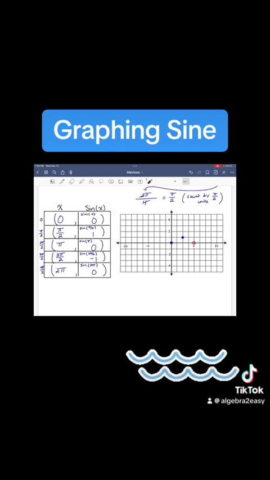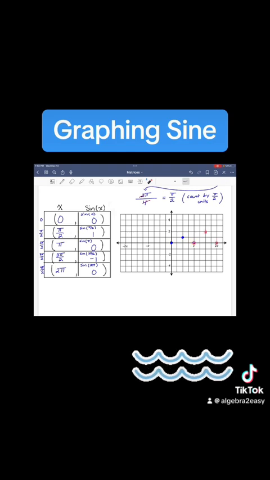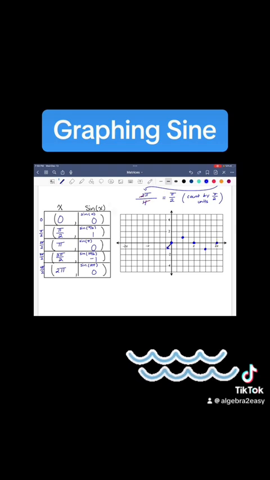And again, pi and 2 pi, think about your unit circle, right? Pi over 2 and 3 pi over 2 are right in the middle. So 3 pi over 2, -1 is going to be right here. And then we have 2 pi right there. What you have now is a sine function, aka a wave.